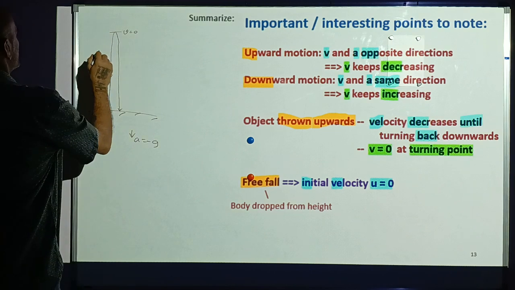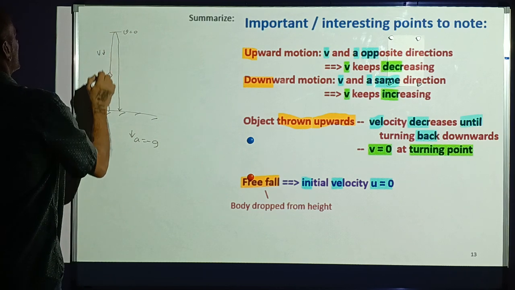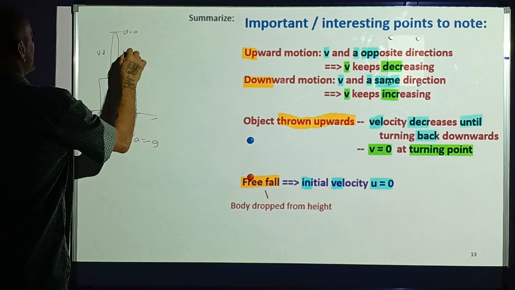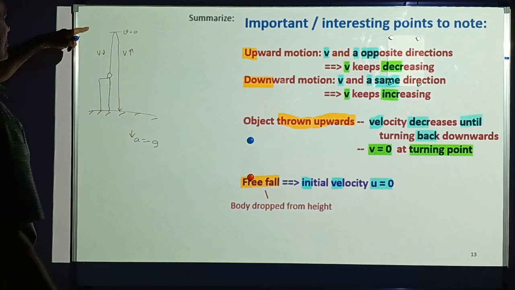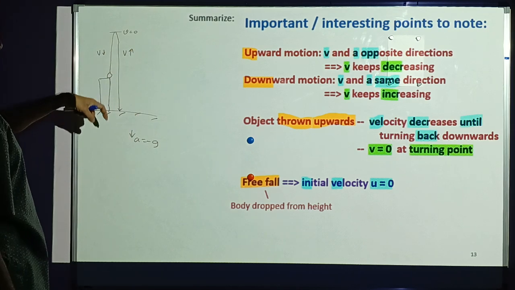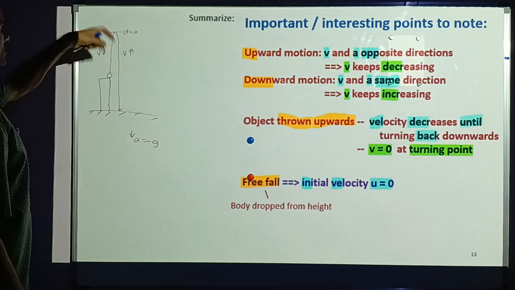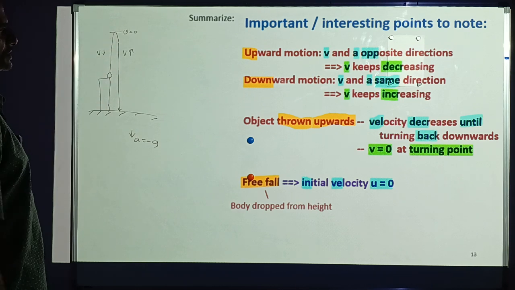So when it's going up, the velocity will keep on decreasing. And when it's coming down, the velocity will keep on increasing. Because for the upward motion, the acceleration is opposing the motion. For the downward motion, the acceleration is supporting the motion.